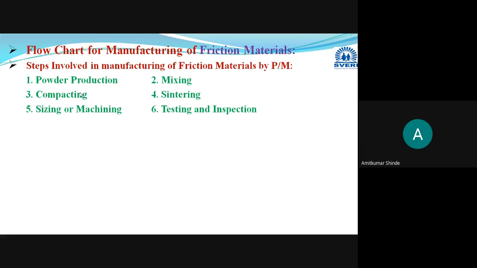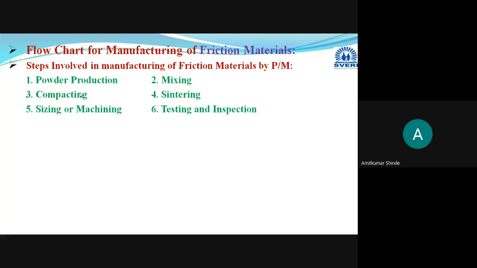So these are some properties you have to mention. You can mention them at the start, or at the end, as properties of the friction material, and after that you can write a few applications also. Now, the first stage is the powder production stage.